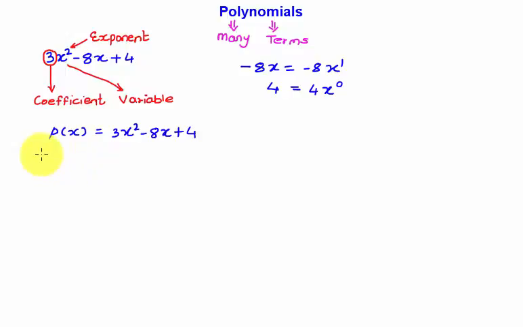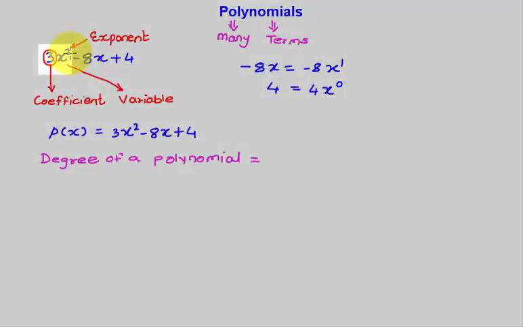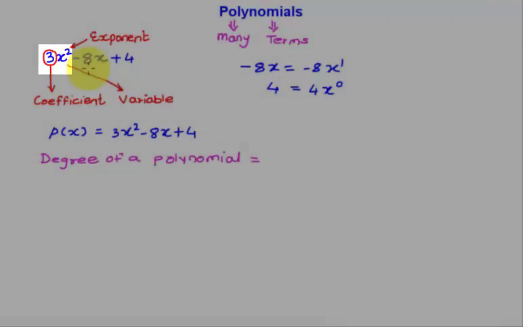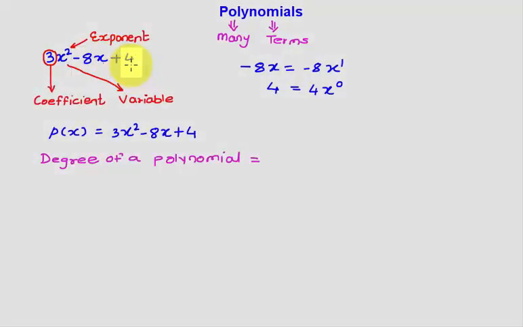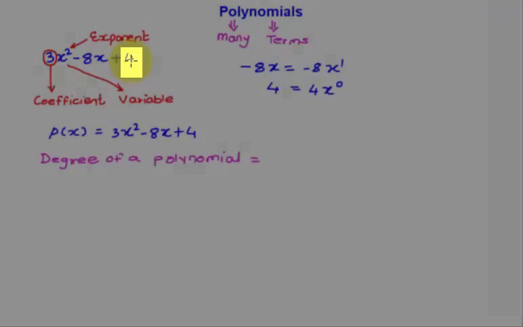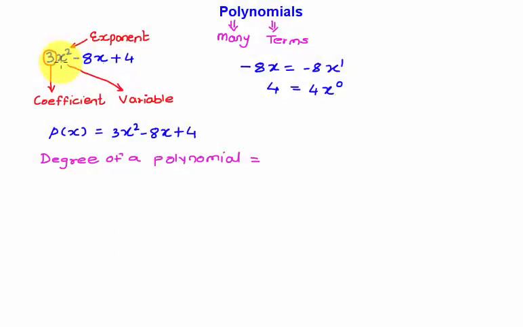Now let's take a look at the degree of a polynomial. Now consider the polynomial 3x square minus 8x plus 4. It has three terms. Now 3x square has x as the variable and it has exponent or power 2. The second term minus 8x has power 1. And in the third term 4, the power is 0. Now the highest power in this polynomial is for the term 3x square, which is 2.